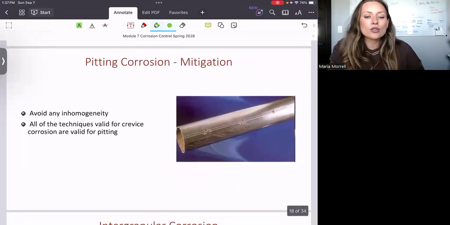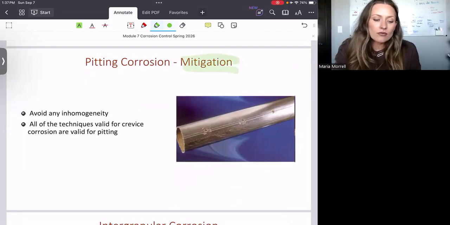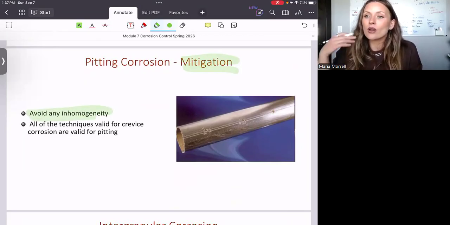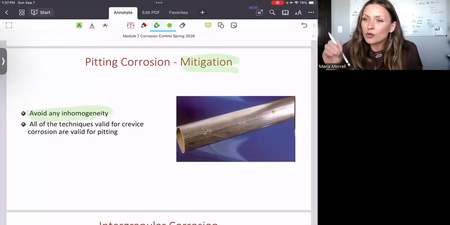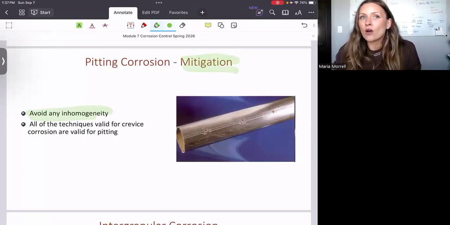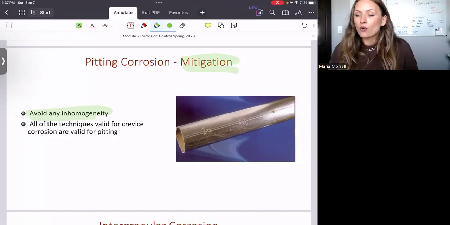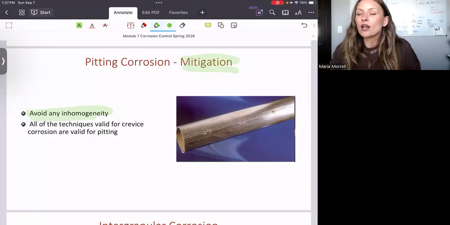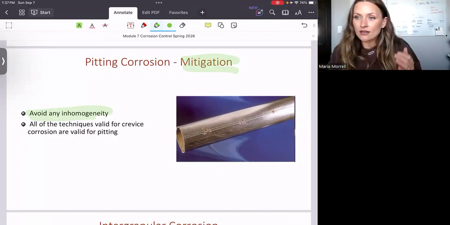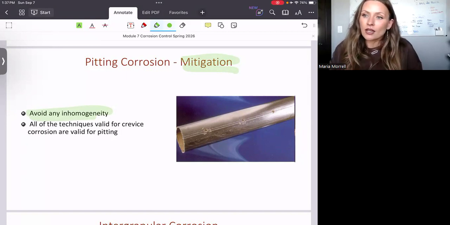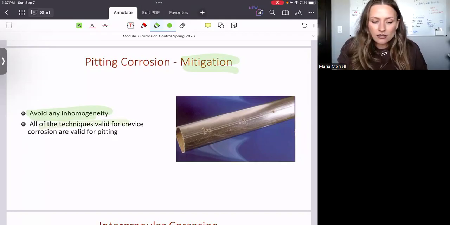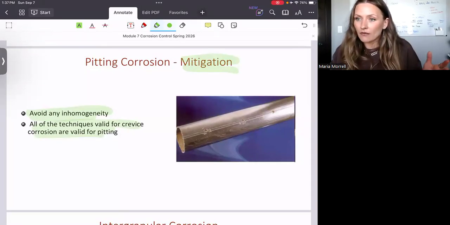Now, how would you mitigate pitting corrosion? Well, avoid any inhomogeneity, right? That means avoid the dents, avoid the cracks, avoid the dislocations, or avoid imperfections in your structure and things like that. And this is why we always pay more money for metals of a higher purity, right? They have fewer imperfections, for metals of higher quality and things like that, because you're basically paying to avoid the risk of pitting corrosion, right? And of course, the techniques that are valid for crevice corrosion are also valid for pitting.